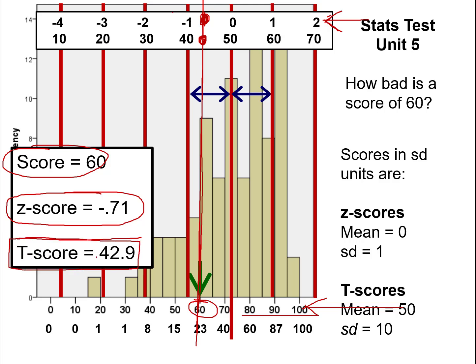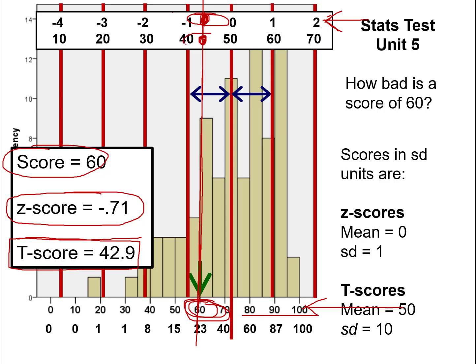And both a t-score of 42.9 and a z-score of negative 0.71, if we round it to a z-score of negative 0.7 or a t-score of 43, in both cases that tells you that person's score is about 7/10 of a standard deviation below the mean. So we can look at that person's score in terms of a raw score using the raw score scale at the bottom. We can look at that person's score in terms of a z-score at the very, very top.